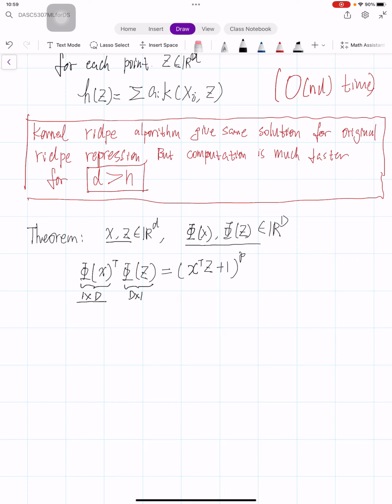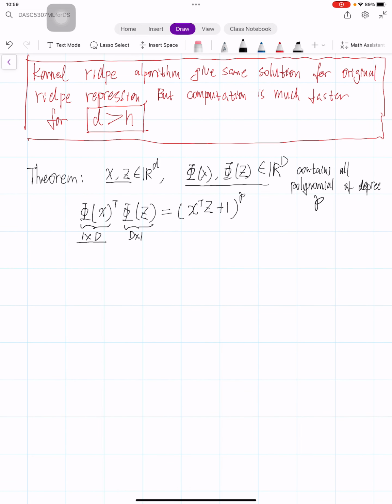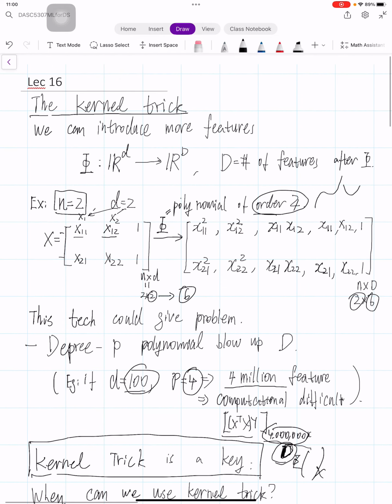So what does this mean? It contains all polynomial terms of degree p. I'm not going to give you a proof, I'll just give you an example. Again, we use the original example we introduced at the beginning of the lecture.